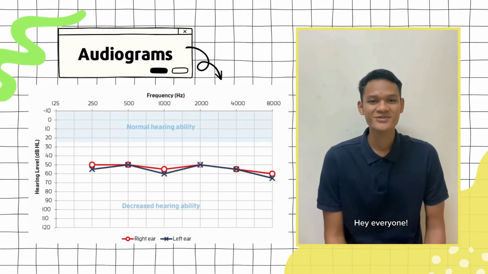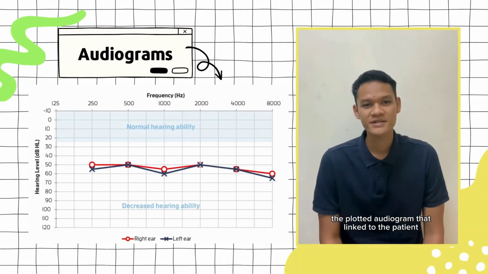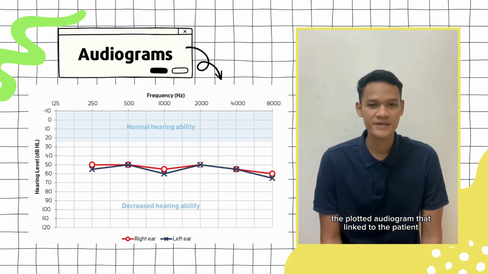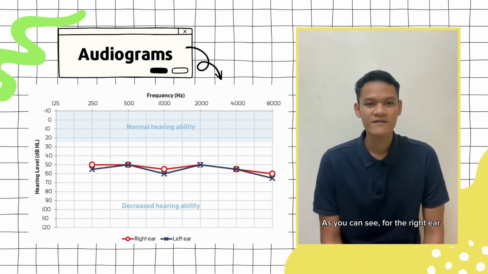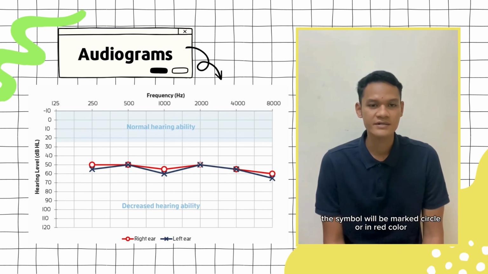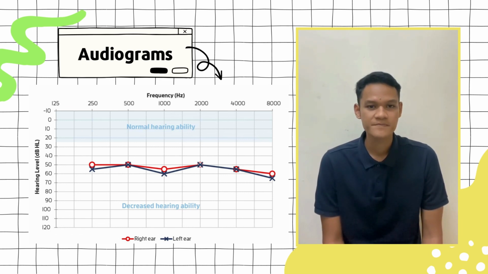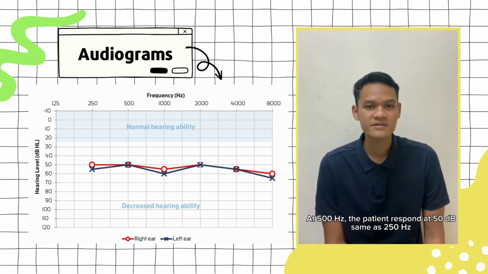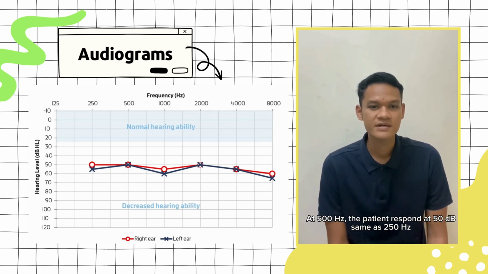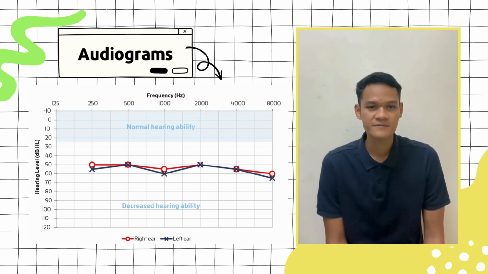Hey everyone, so now let me show you the plotted audiogram that links to the patient. As you can see, for the right ear, the symbol is marked with a circle or in red color. And for the left ear, the symbol is marked X or in blue color. At 1000 Hz, the patient hears at 55 decibels. At 500 Hz, the patient responds at 50 decibels, the same as 250 Hz.